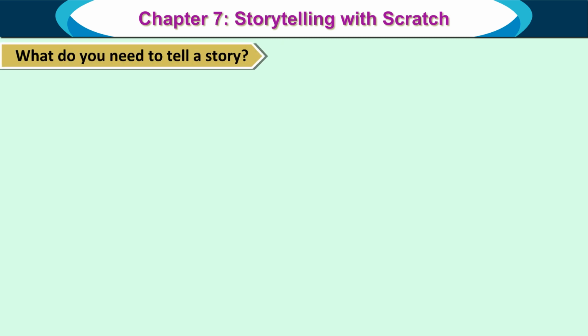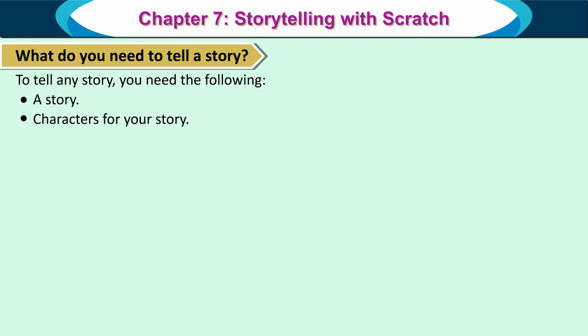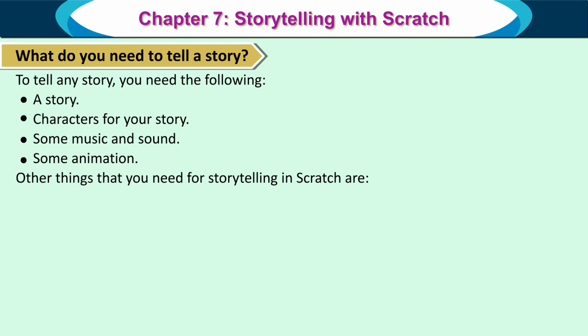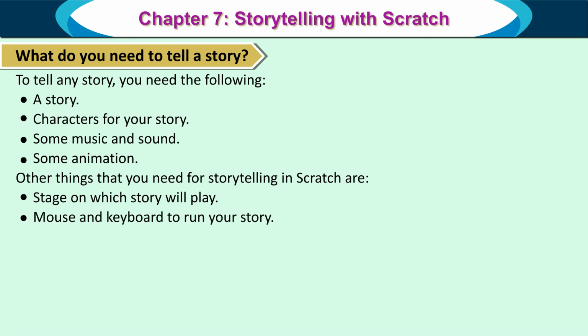What do you need to tell a story? To tell any story, you need the following: a story, characters for your story, some music and sound, some animation. Other things that you need for storytelling in Scratch are a stage on which the story will play, a mouse and keyboard to run your story, and collections of characters and sounds.